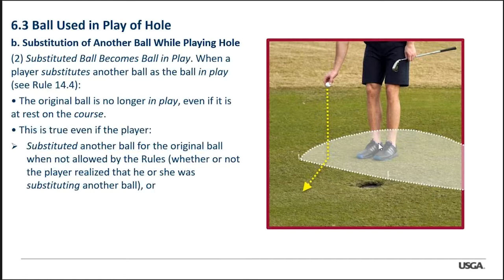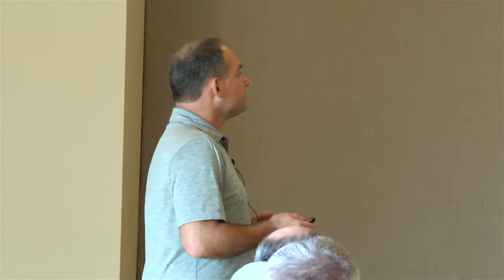This is true if you substitute another ball for the original ball when not allowed by the rules, whether or not that player realized he or she was doing something wrong there. So, for example, the putting. Okay, you replace it with your favorite putting ball. The replaced ball, the substituted ball, does become the ball in play, but you're still going to be penalized. But it is now the ball in play. And we have to have something happen so that we can make rulings on a ball in play. We can't have no ball in play at any time there.